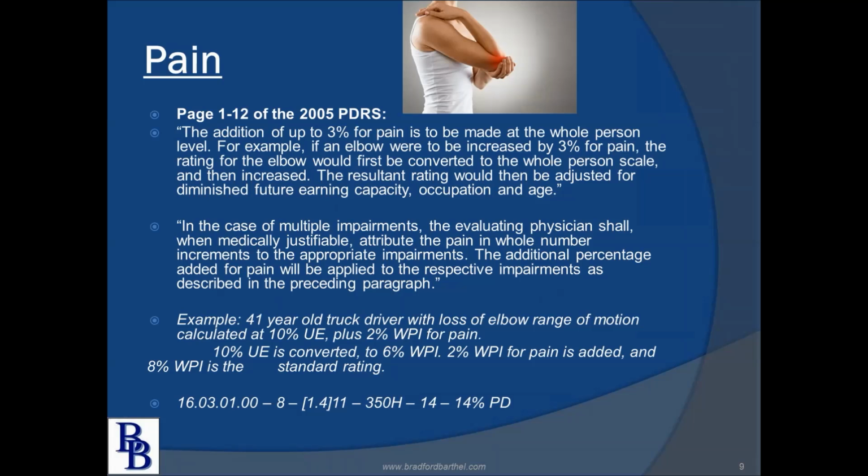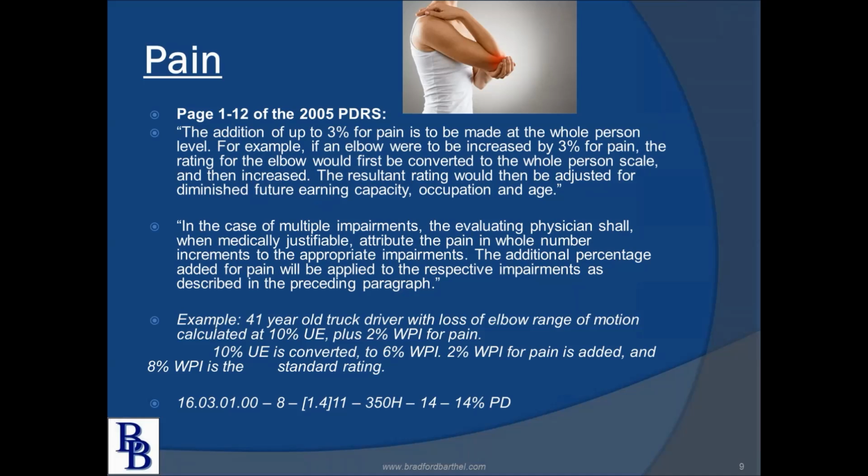Pain. The 2005 Permanent Disability Rating Schedule talks about pain and how we should use it. On page 1-12, it says it's to be made at the whole person level. So up to 3% for pain can be added for any single injury, and it's added at the whole person level. For example, if an elbow were to be increased by 3% for pain, the rating for the elbow would first be converted to the whole person scale and then increased.